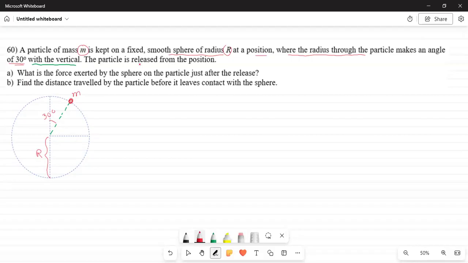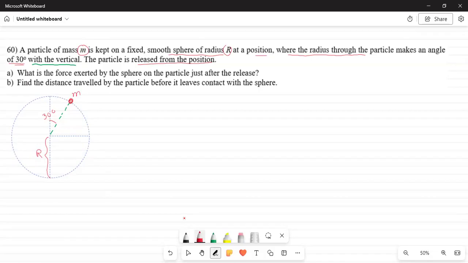And then it is released. What will happen? The particle will slip and at some point it will lose contact with the surface of the sphere and fall down to the ground. Right? And it loses contact when mg cos theta is no more equal to the centripetal force. The same method, same problem.